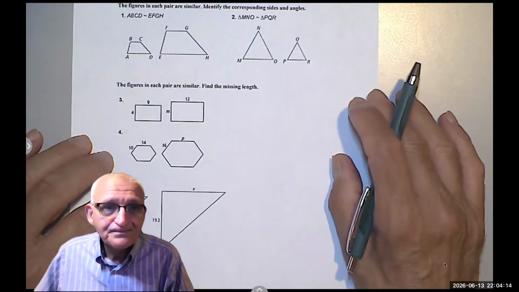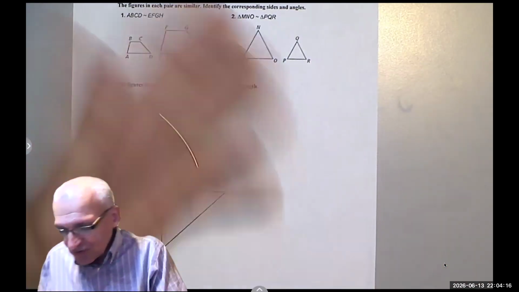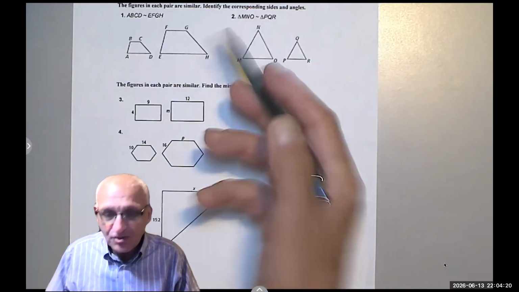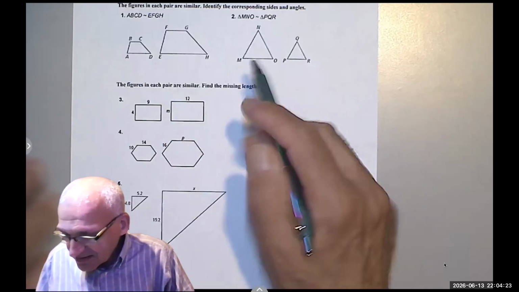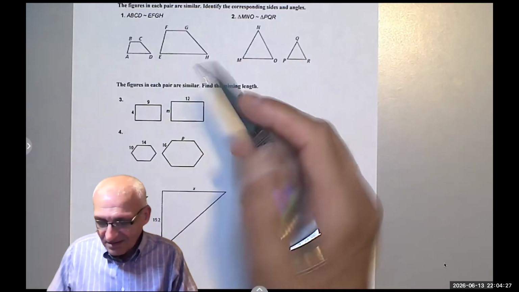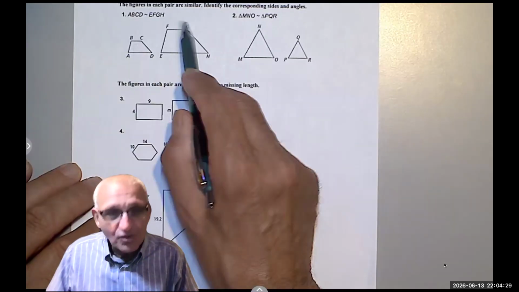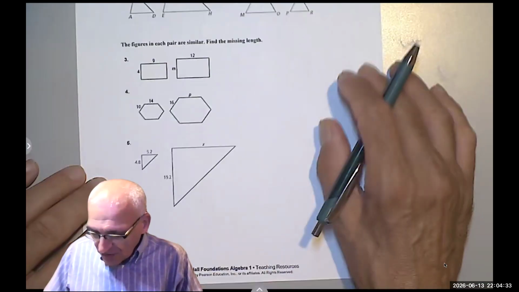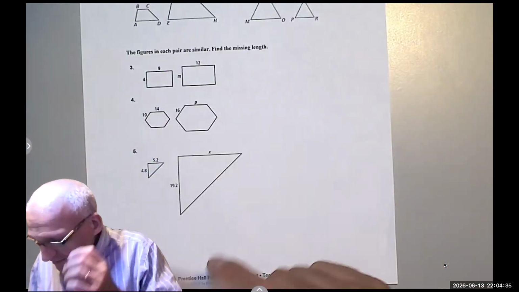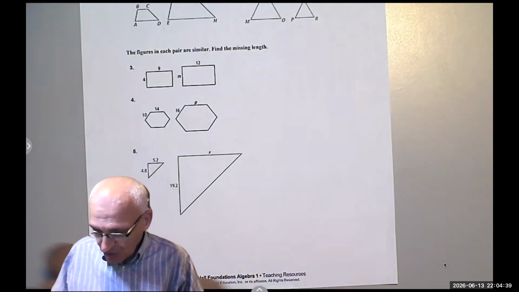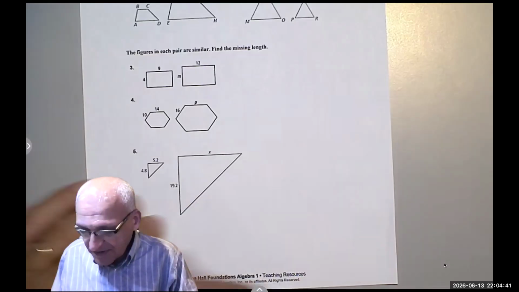Okay, so again, the first problem here, the first two, I'm going to skip them. They tell you which angles and which sides are corresponding. Like, these two are corresponding, these two are, and so on and so forth. So that's trivial, really. So let's pick some of the rest of the problems. On this page, we have similar shapes. So maybe we take the odd numbers.